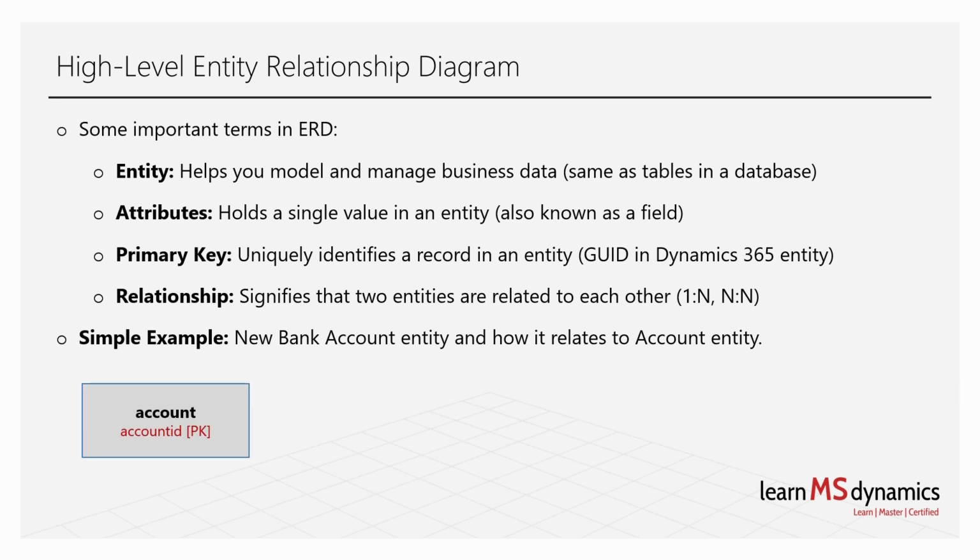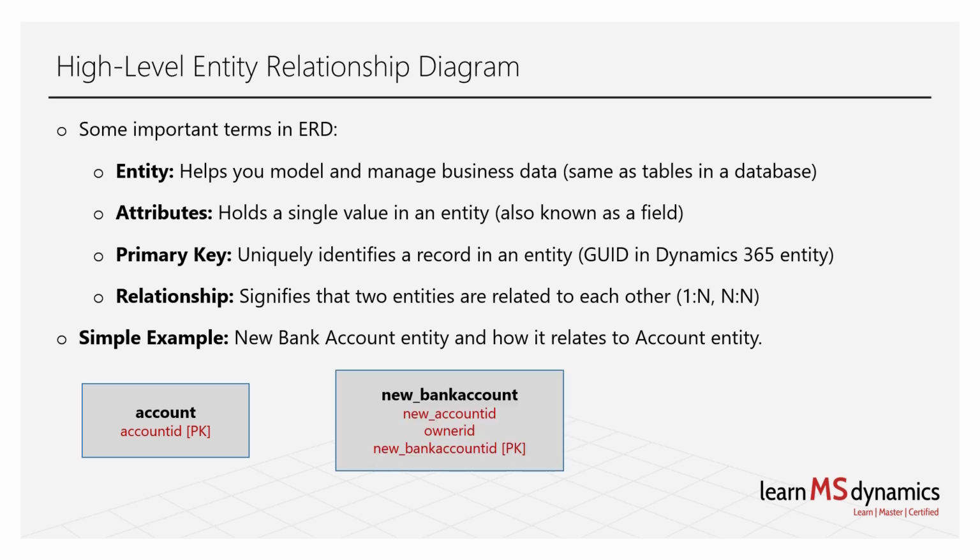Here we have the account entity, and in this, account ID is the primary key, and then the new entity that we have created, which is called new underscore bank account. In this, the primary key is new bank account ID, which uniquely identifies a record, and it also has an owner ID. It means who is the owner of this particular record, whatever records you will create in bank account, and it also has a relationship field of new account ID.